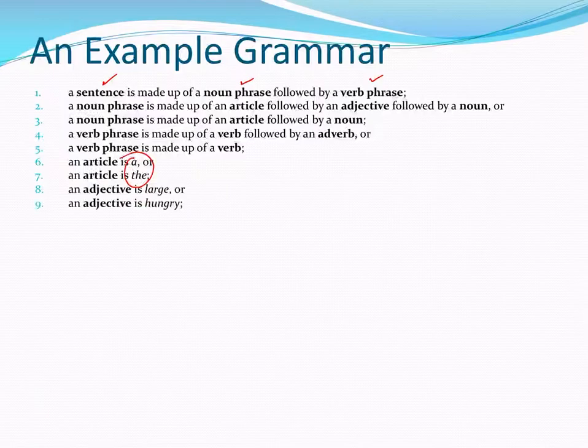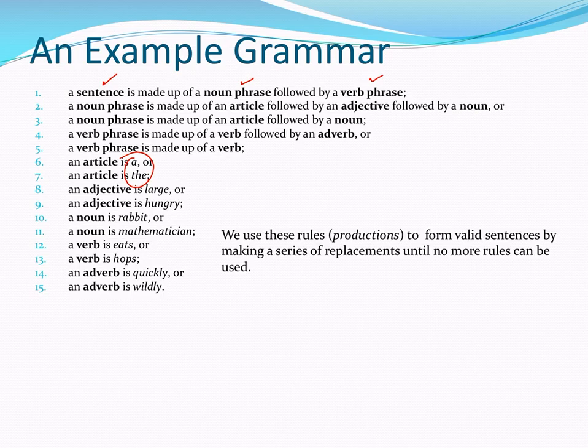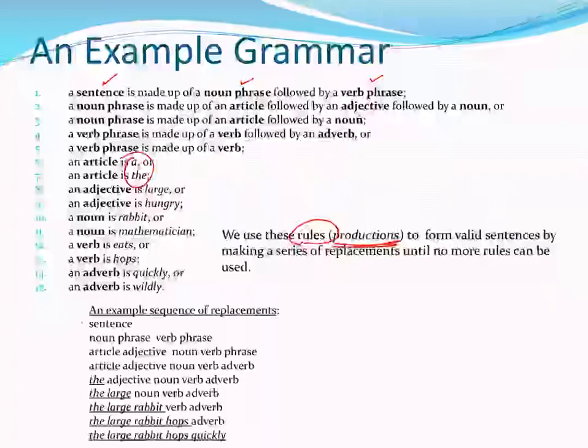Adjectives include large and hungry. Nouns include rabbit and mathematician. Verbs include eat and hops, and adverbs include quickly and wildly. And this is it for all the rules in my little example grammar here. These are called rules, or more appropriately, productions, that form valid sentences when we keep replacing bold items until no bold items remain.